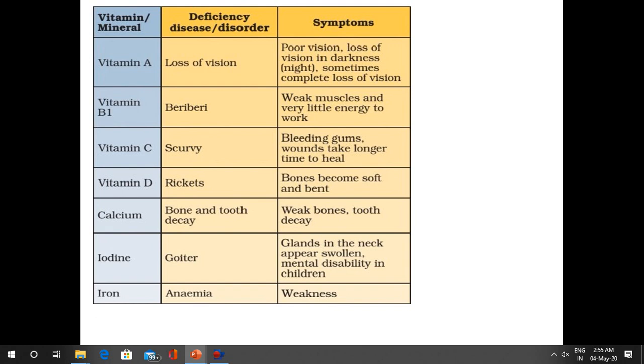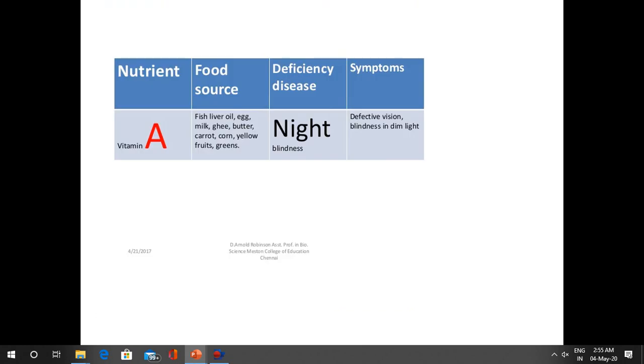You can share it with me in class, and you can share your videos. We will be explaining in detail: vitamin A, what the food sources are, and what the deficiency disease is.